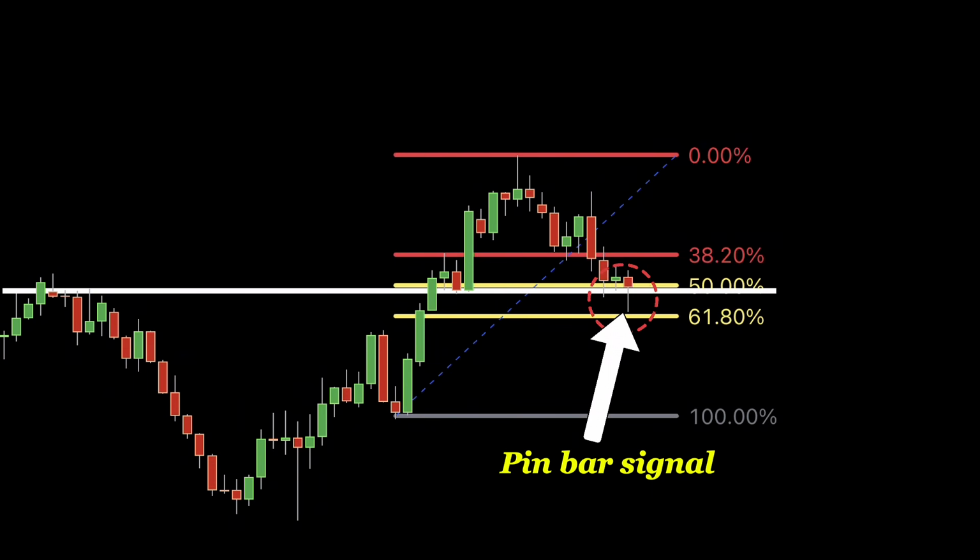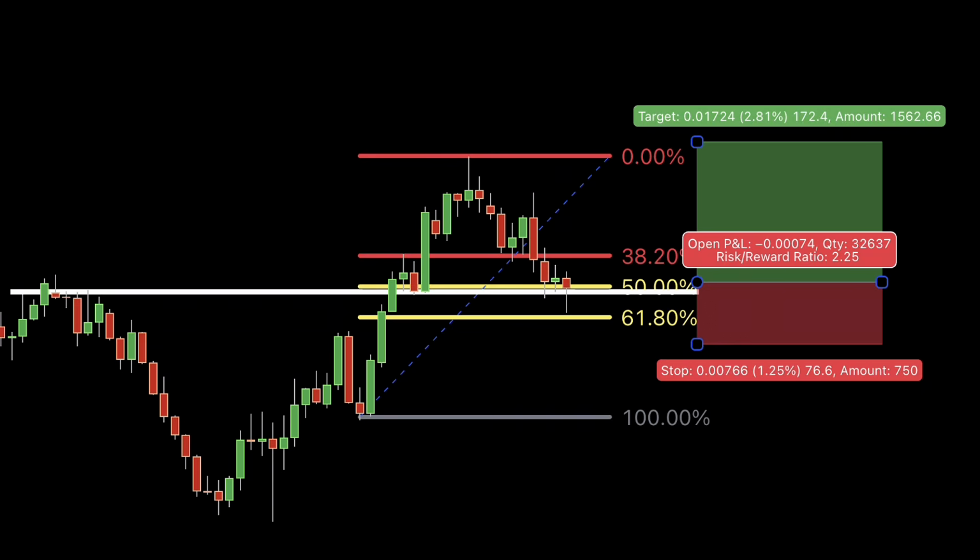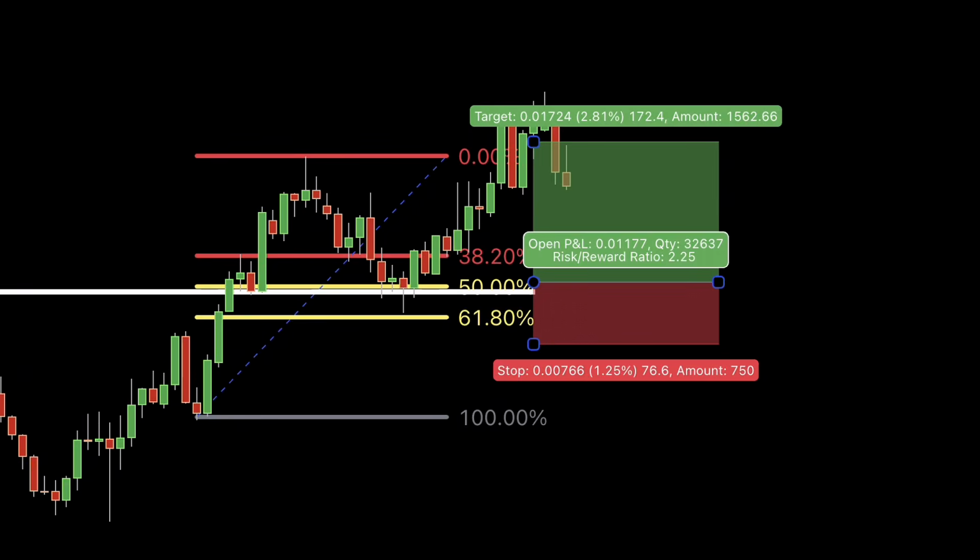With all 3 elements aligned, trend, level, and liquidity sweep signal, we have a high probability trade setup supported by multiple confirmations. The entry is taken at the close of the pin bar, the stop loss is placed just below its low, and the target is set at the next resistance level. Now watch what happens next. Price rallies higher and reaches the target.